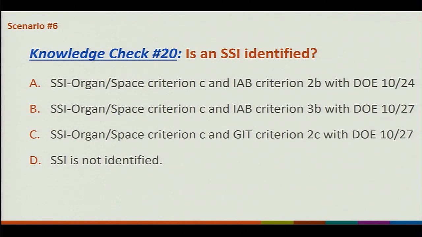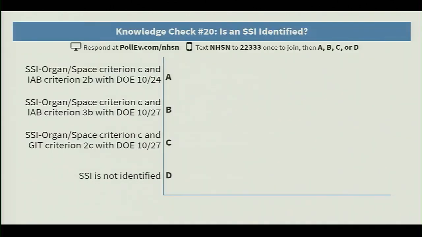Now, is an SSI identified? Yes. Criterion C for general organ space and IAB criterion 2B, date of event 10/24. Yes, criterion C organ space, IAB criterion 3B with date of event 10/27. Yes, organ space C and GIT criterion 2C with date of event 10/27, or is an SSI not identified in this situation?